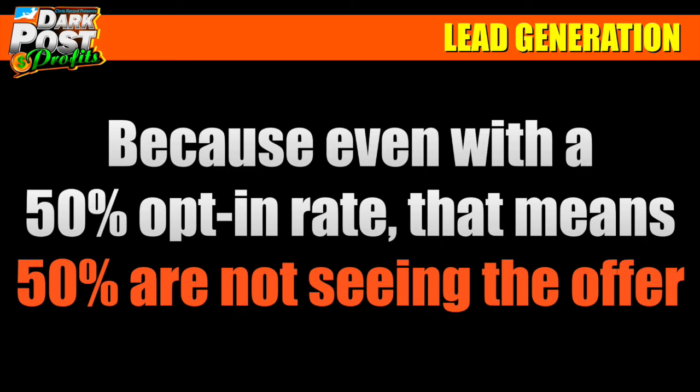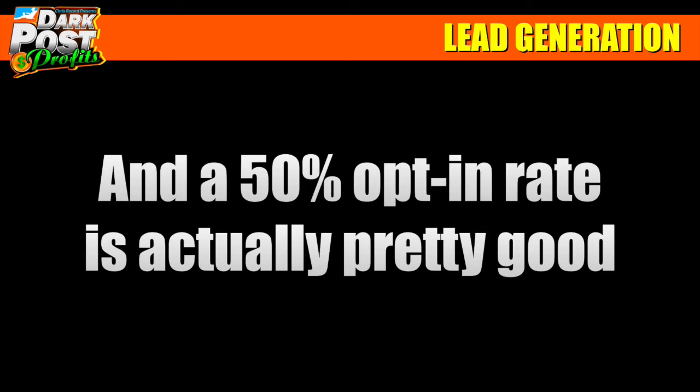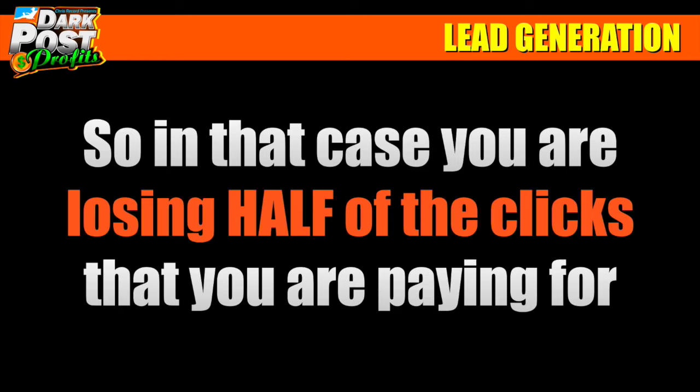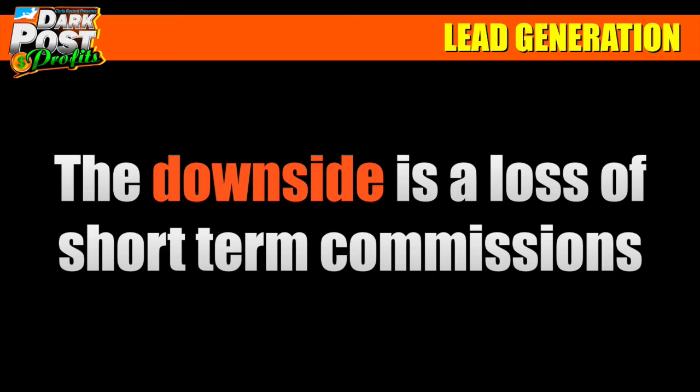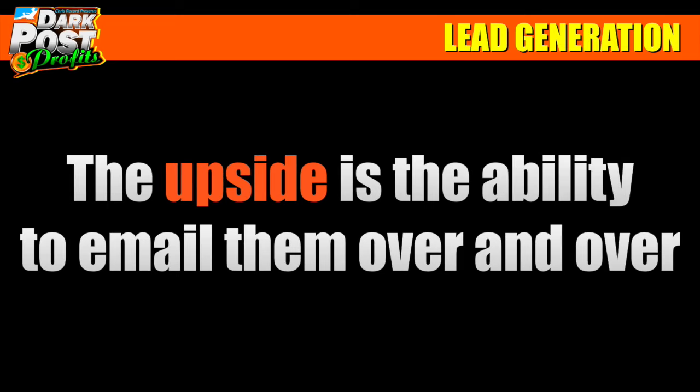They're not even seeing the affiliate sales page, okay? And a 50% opt-in rate is actually pretty good. I mean, heck, you might only be getting half of that, a 25% opt-in rate, right? So in that case, you're losing half of the clicks that you're paying for, because half of those clicks aren't opting in and aren't seeing your sales page. So the downside is a loss of short-term commissions, but the upside is the ability to email the people that did opt in over and over and over again. So there's downside and there's upside.